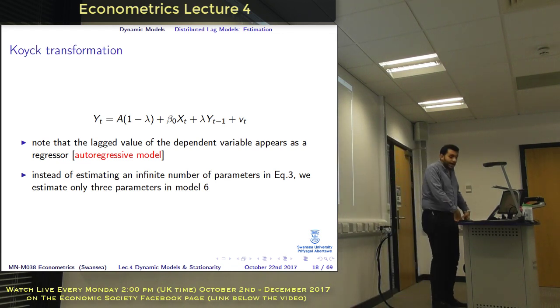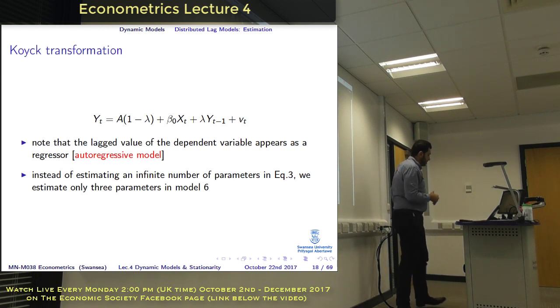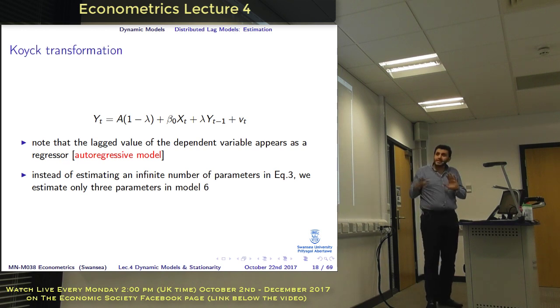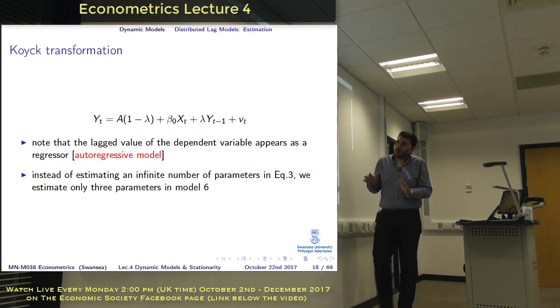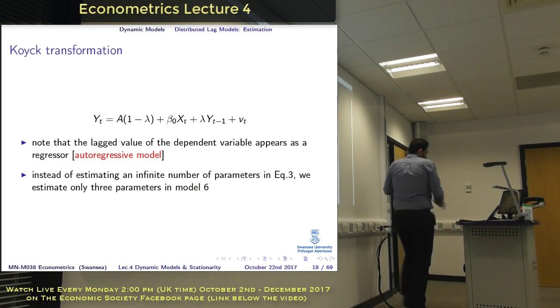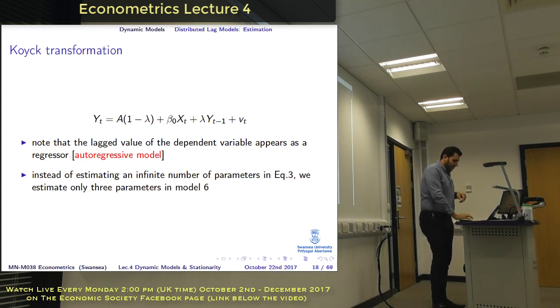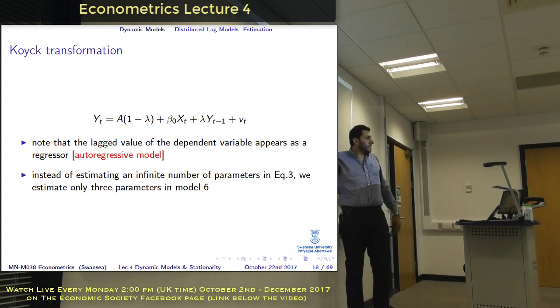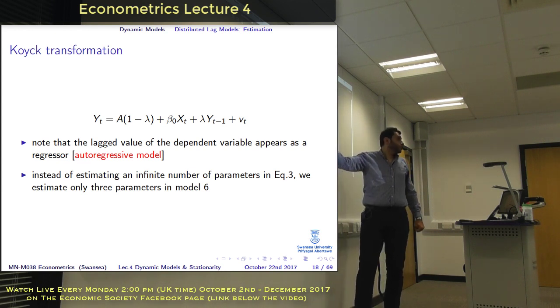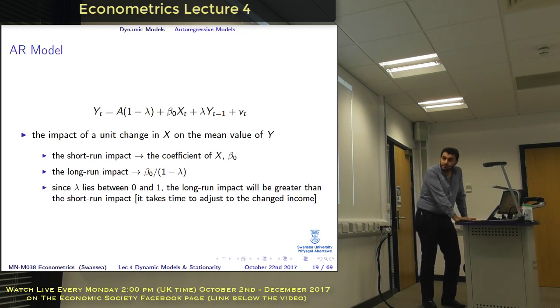An autoregressive model means that y t, the consumption expenditure, depends on its own lagged values in the past. So again, instead of estimating an infinite number of parameters, all we need to estimate here is only 3 parameters. So now we move from a distributed lag model to an autoregressive model where y t depends on x t, which is income in time t, and y t minus 1, which is consumption expenditure in time t minus 1.